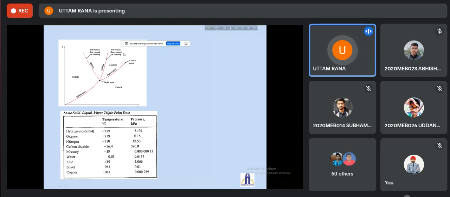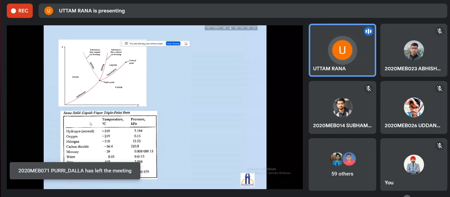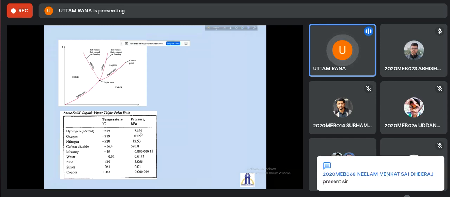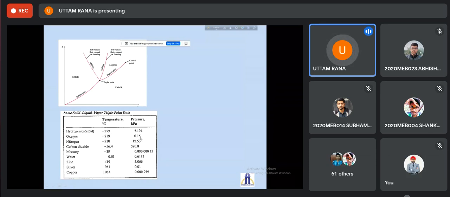What is the critical point? We have already discussed it in our earlier lectures. If you look at the solid-liquid-vapor triple point data of different substances, you'll find that for hydrogen it is minus 259 degrees centigrade and the corresponding pressure is 7.194. Similarly for oxygen, it's a very low pressure, below atmospheric pressure. Whereas for carbon dioxide, the triple point pressure is much higher, 520.8 kPa. For water, it is 0.6113.